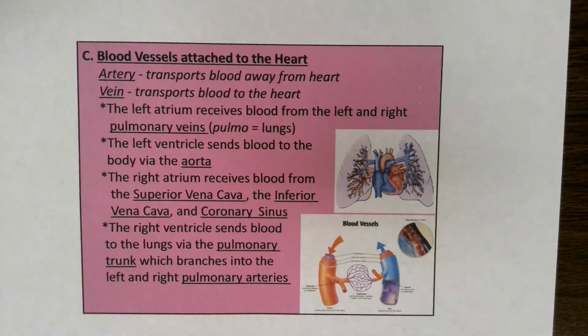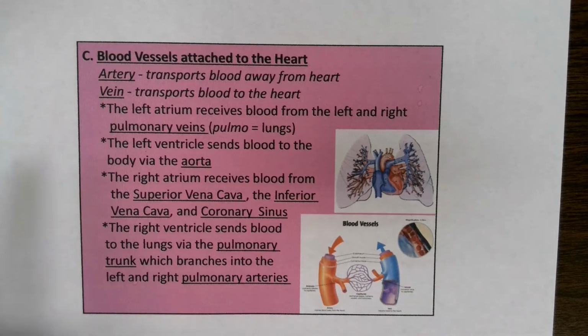All right, so this section of notes is going to follow the valves. The last slide that I talked about was about the valves of the heart. And so this is going to be specifically to start here about blood vessels that are attached to the heart. So in general, all over the body, arteries transport blood away from the heart and veins transport blood to the heart. But on this section of notes, we're going to specifically talk about those that are associated with the heart itself.